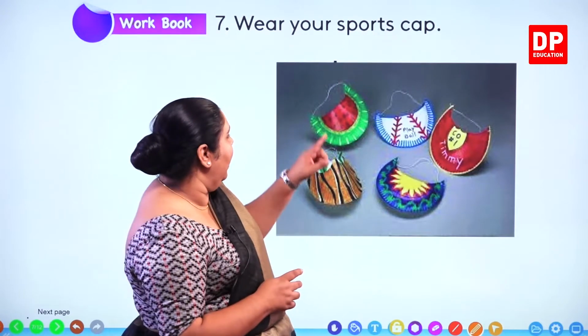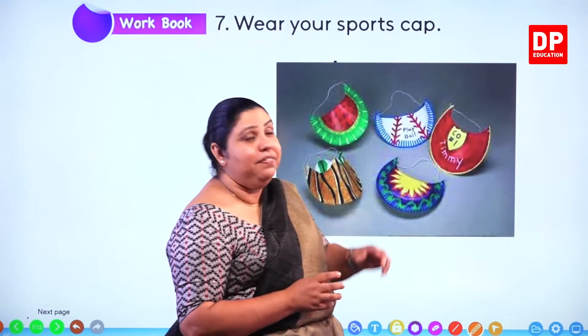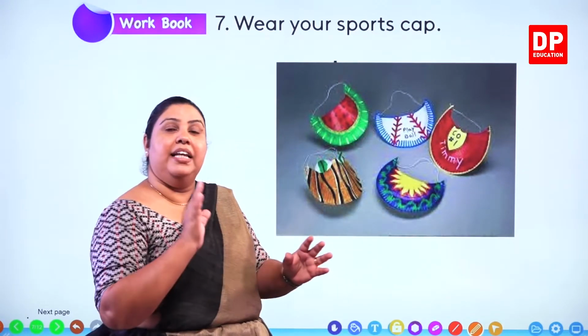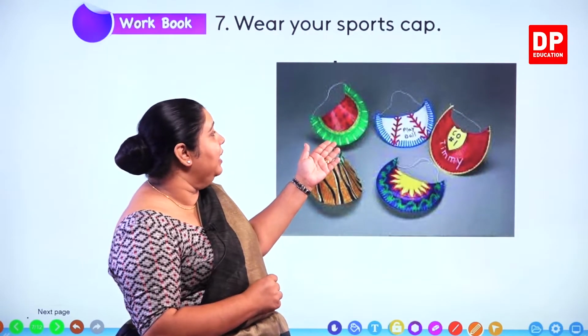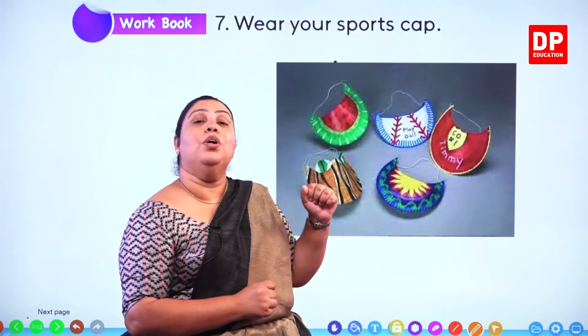Can you see? There are 1, 2, 3, 4, 5 sports caps, and they all look different to each other. Maybe you can have something like this, which is like a watermelon.